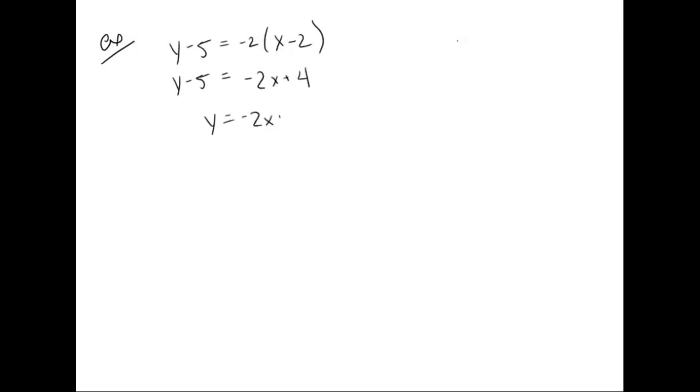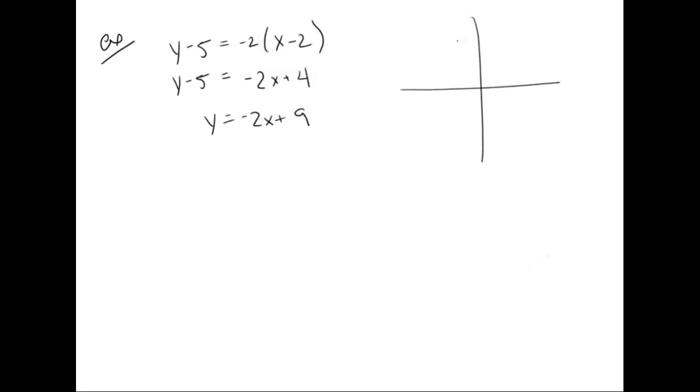Okay, let's jump in. Hopefully you guys are getting really comfortable putting things in y-intercept form and then graphing them. Let's just review one quick example. Let's say I have y minus 5 equals negative 2 times (x minus 2). And we want to put this in y-intercept form, and then we want to graph it. Well, we're going to go ahead and distribute this negative 2 here. And then I'm going to add 5. And I'm going to get y equals negative 2x plus 9.